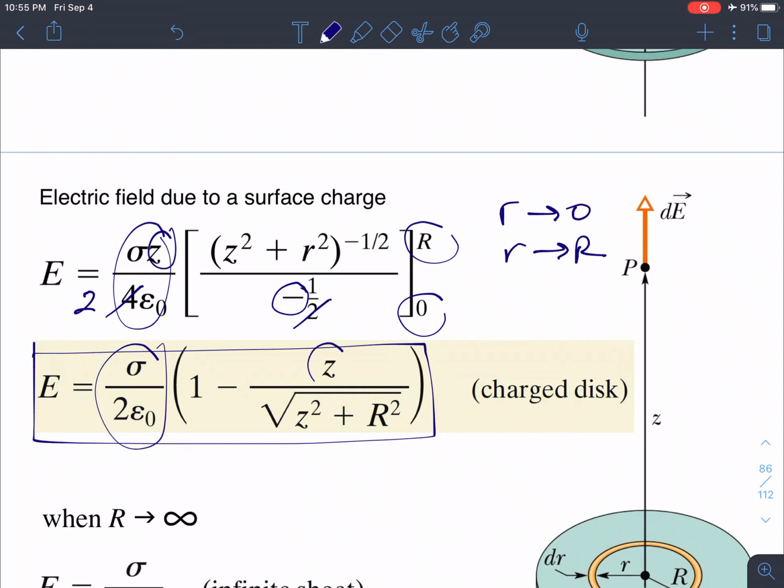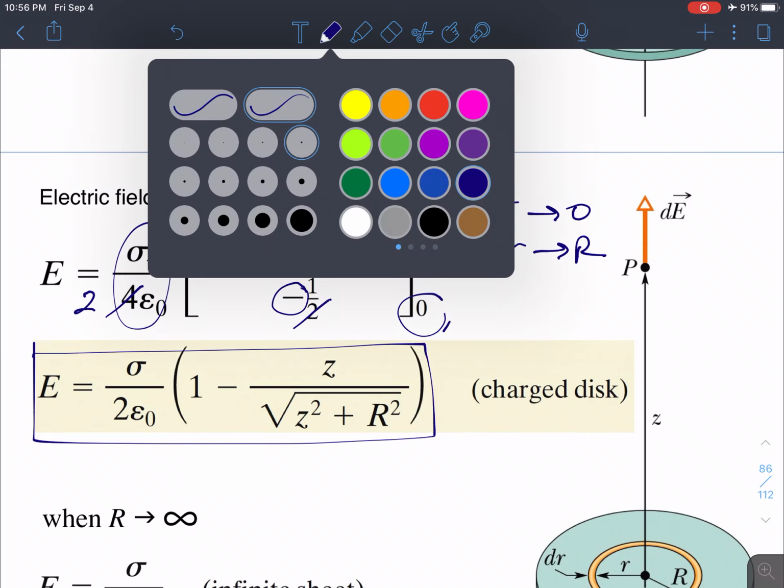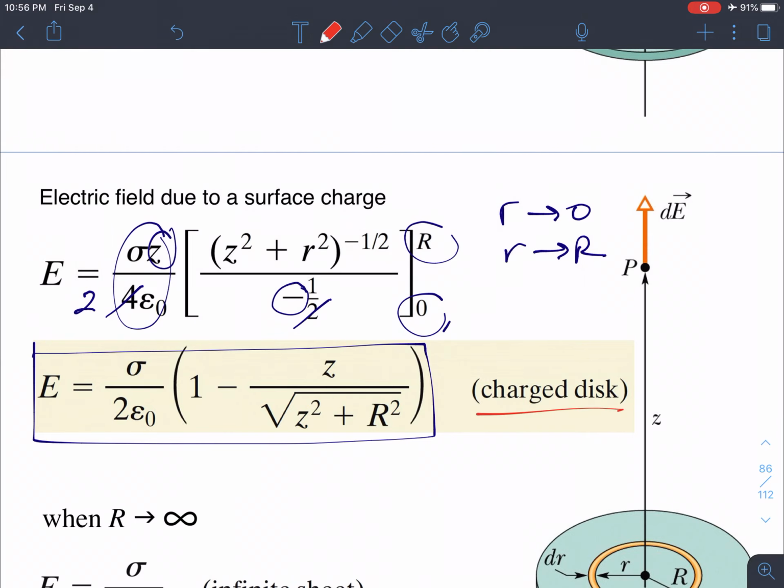That z is right here, and these are just cancelled, so because of that 0, the first term comes from the 0. And this is the equation for a charged disk. Okay, so let's get rid of those things, and this equation is given in the equation sheet, and it says that this is the electric field due to a disk.